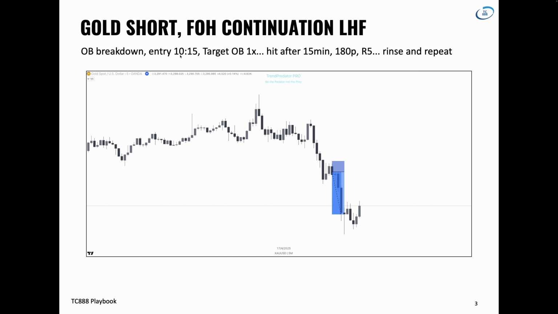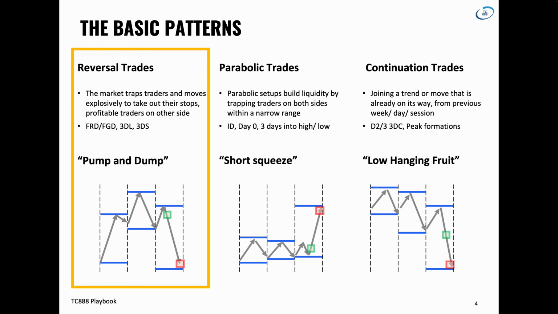Entry was 10:15 Eastern time. Target open box 1x expansion, and it was hit after 15 minutes with 180 pips, R5. Rinse and repeat, because I take this trade all the time. And taking these trades really takes only maybe half an hour, maximum 1 hour of trading a day. That's all I do. So let's go into it.